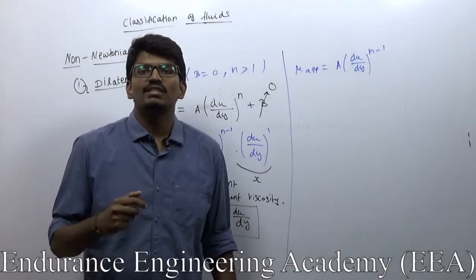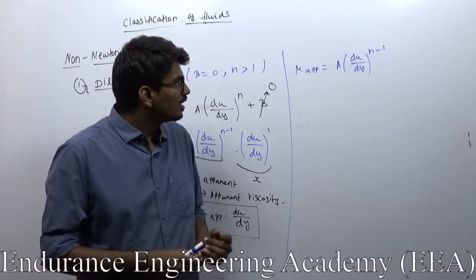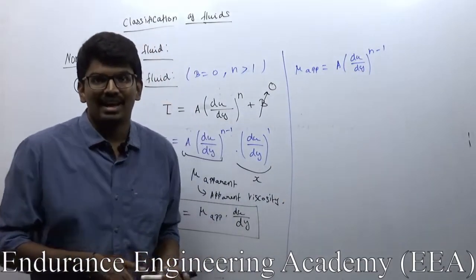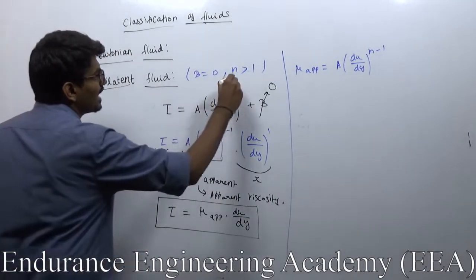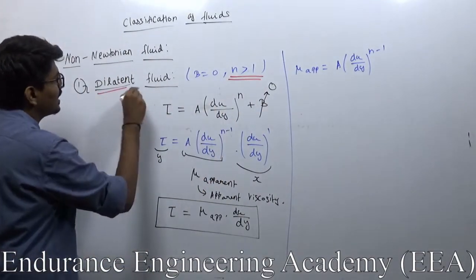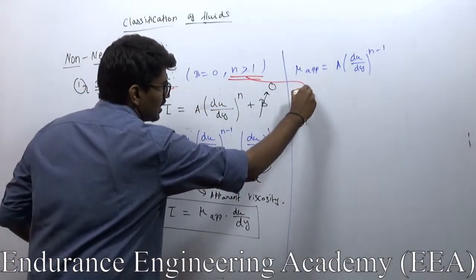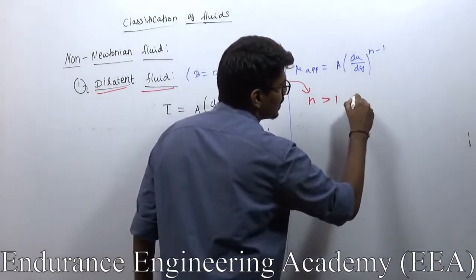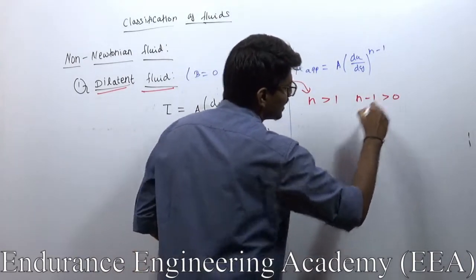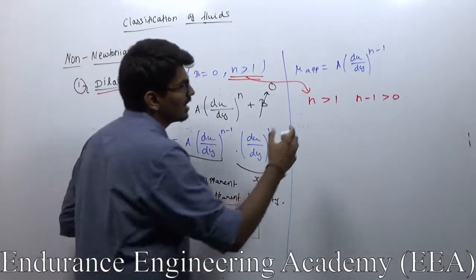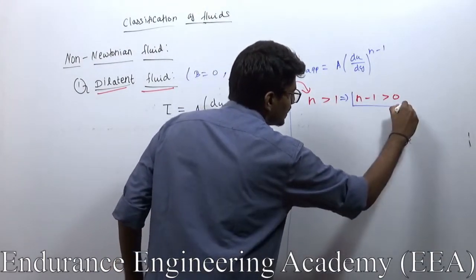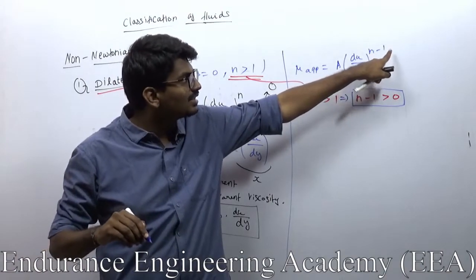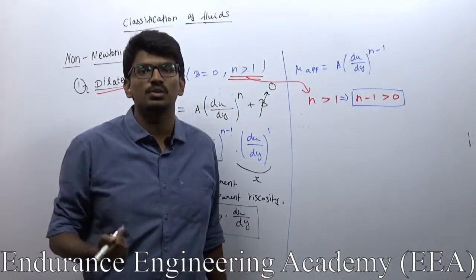Now we are coming to a very important conclusion. See, mu apparent is equal to a into du by dy whole power n minus 1, and I know that for a dilatant fluid, n is greater than 1. If n is greater than 1, I can write n minus 1 is greater than 0, right? It is a positive value, right?